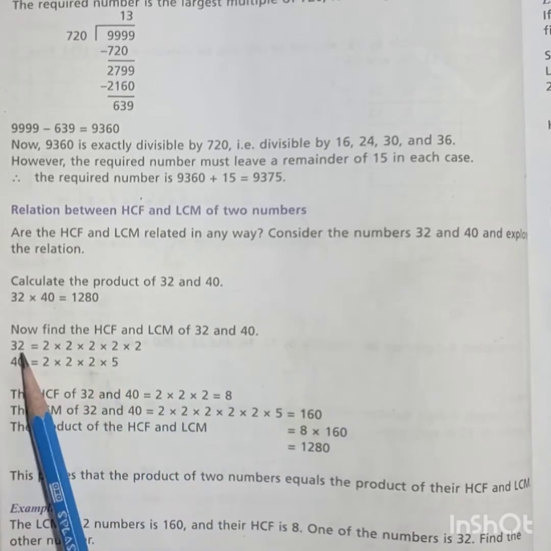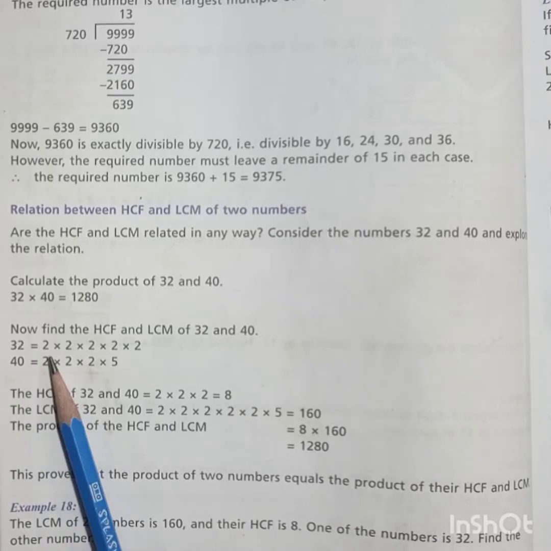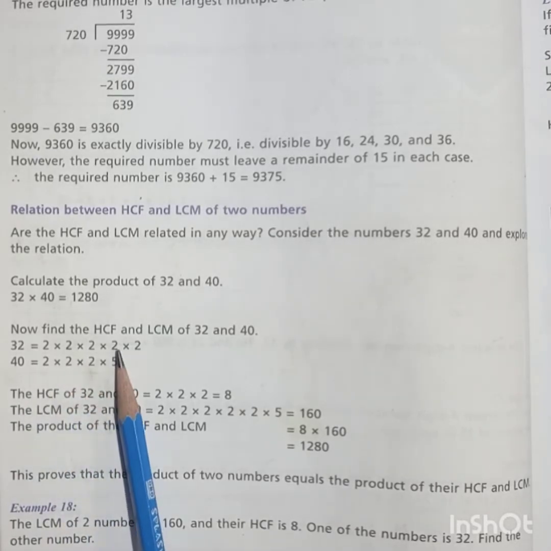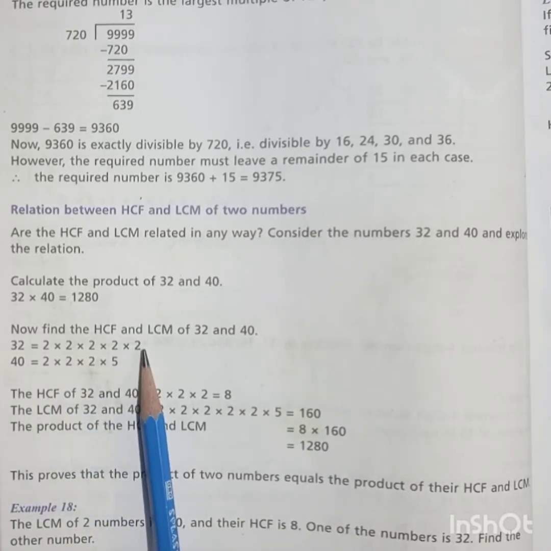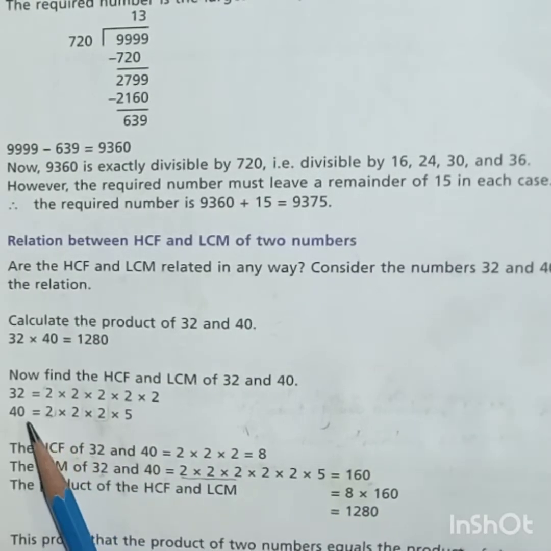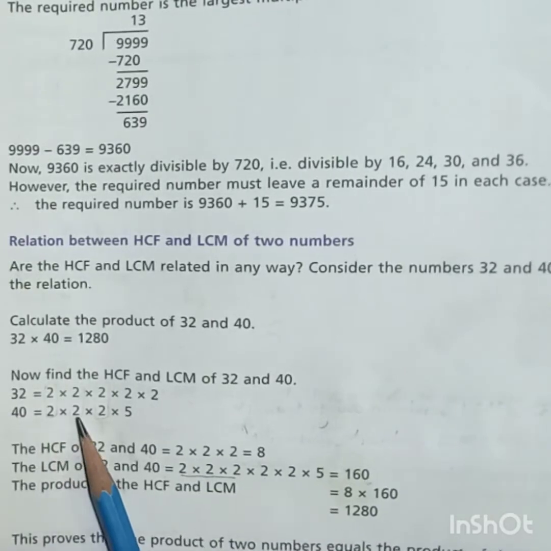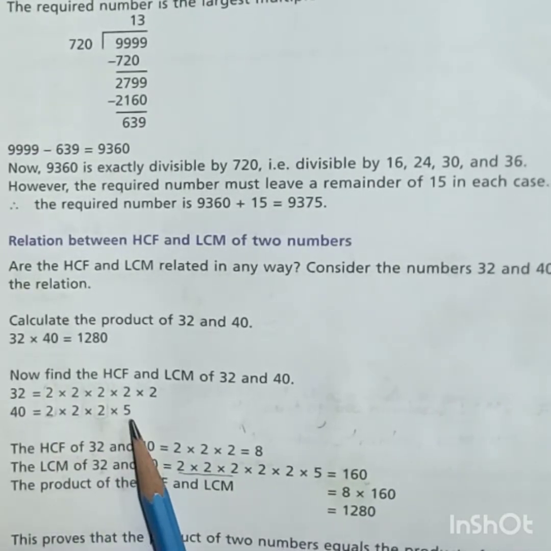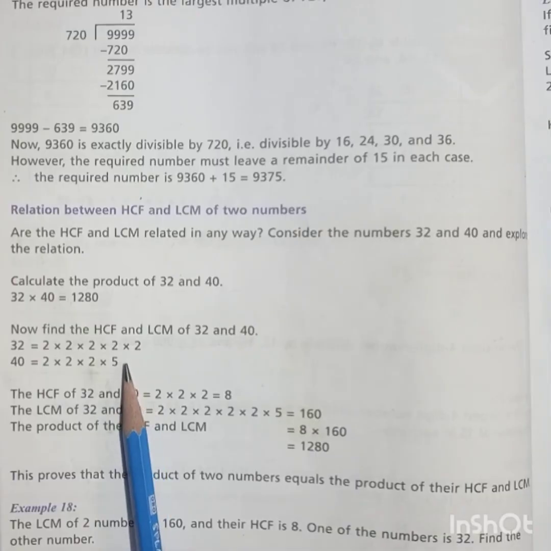You can see that 32 is equal to 2 multiplied by 2 multiplied by 2 multiplied by 2 multiplied by 2. These are the prime factors of 32. Now the prime factors of 40 are 2 multiplied by 2 multiplied by 2 multiplied by 5. These are also the prime factors of 40.